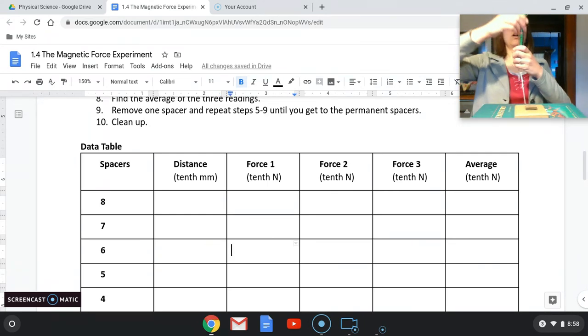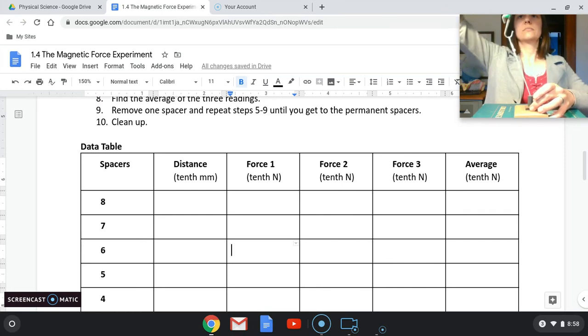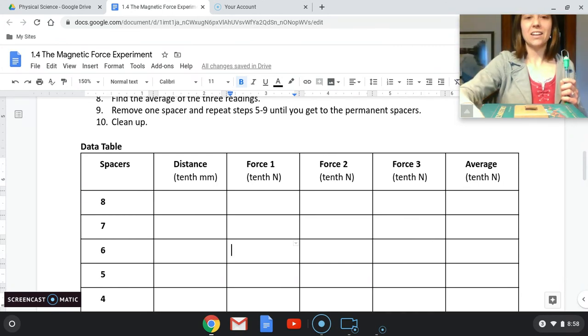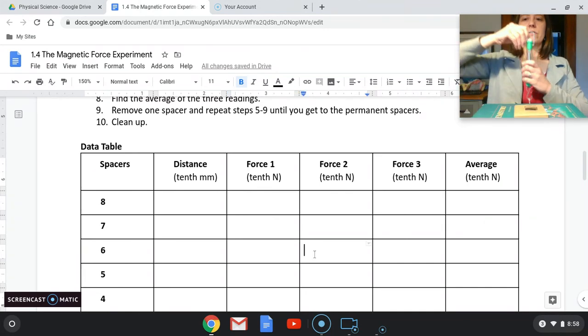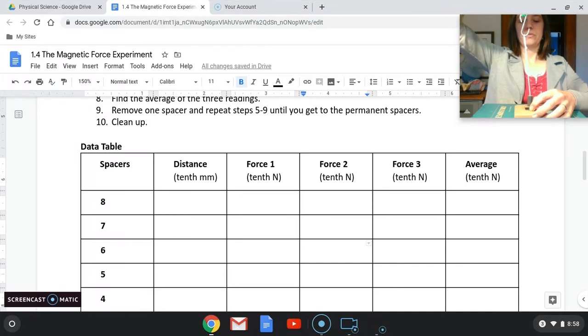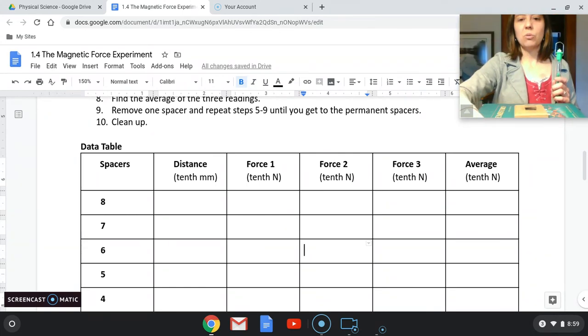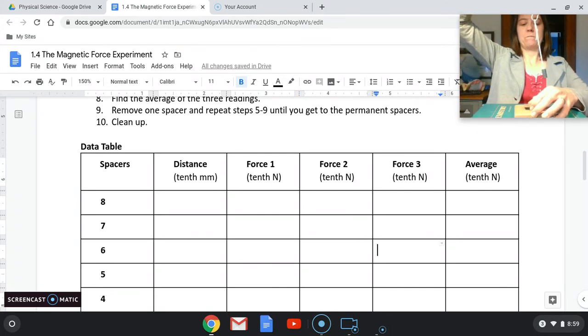And then force 1. So we've got 0.3, 0.4, 0.5, 0.6, 0.7, 0.8, 0.9. Ooh, that was 0.9. 0.9 newtons. And force 2, we have 0.3, 0.4, 0.5, 0.7, 0.9. Again, 0.9 newtons.